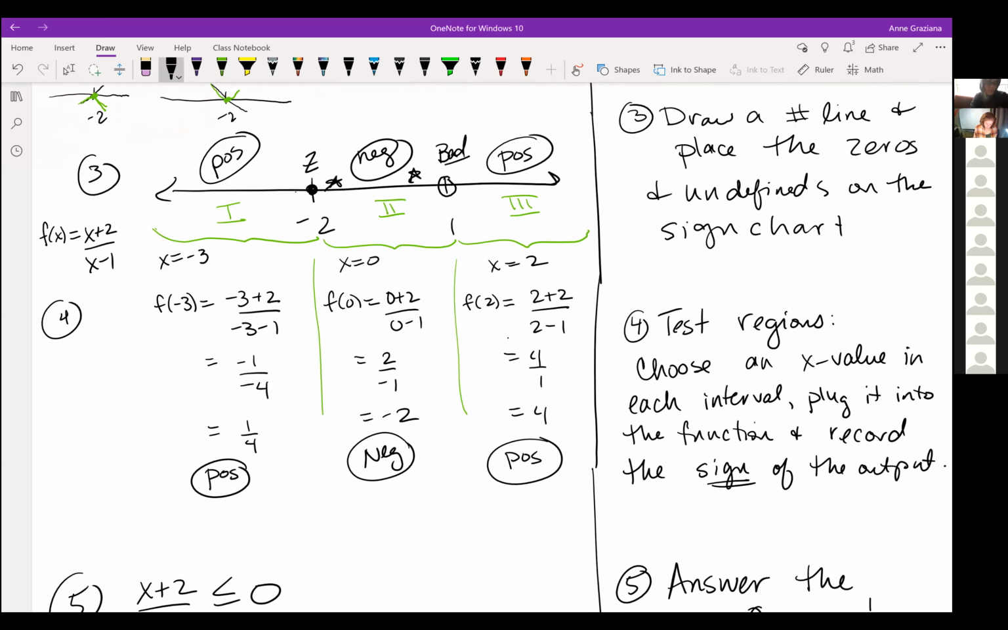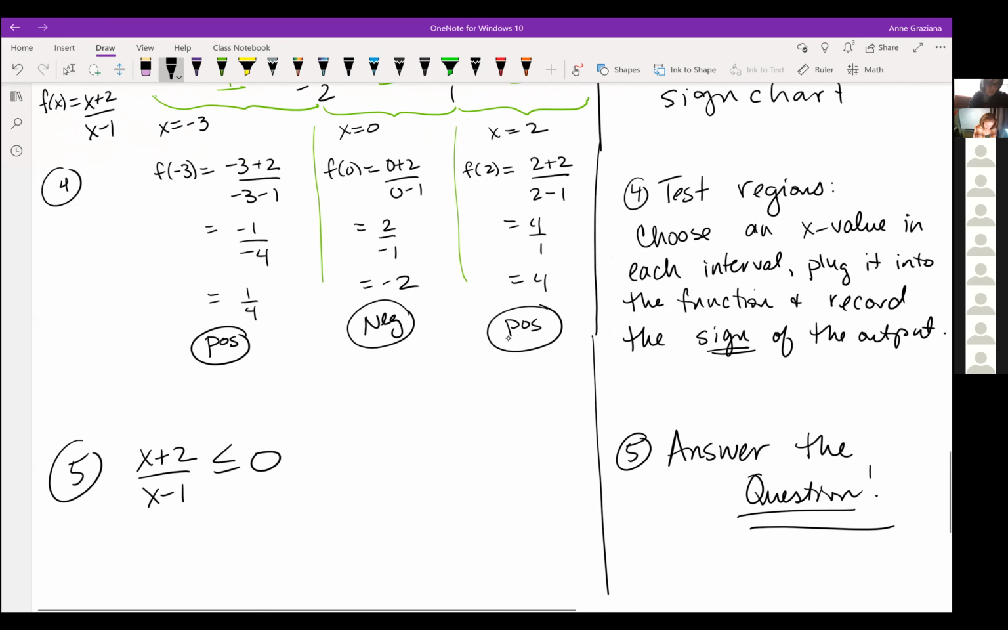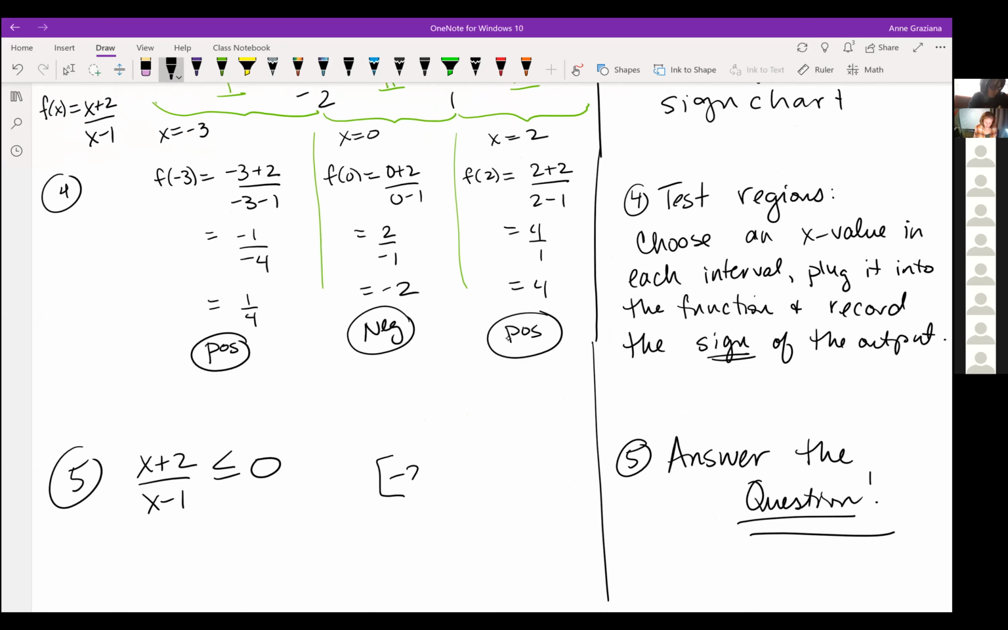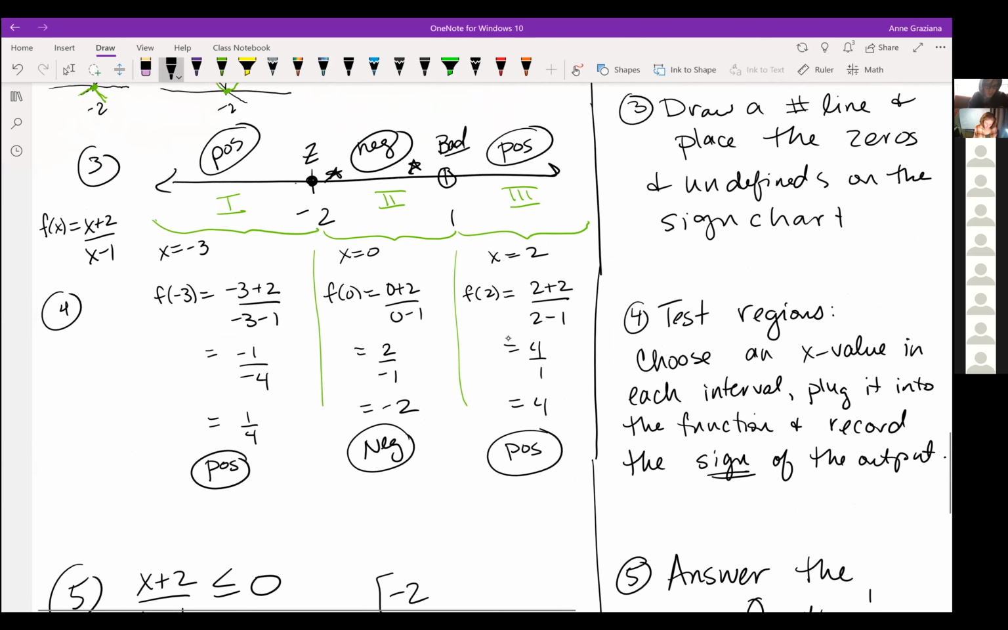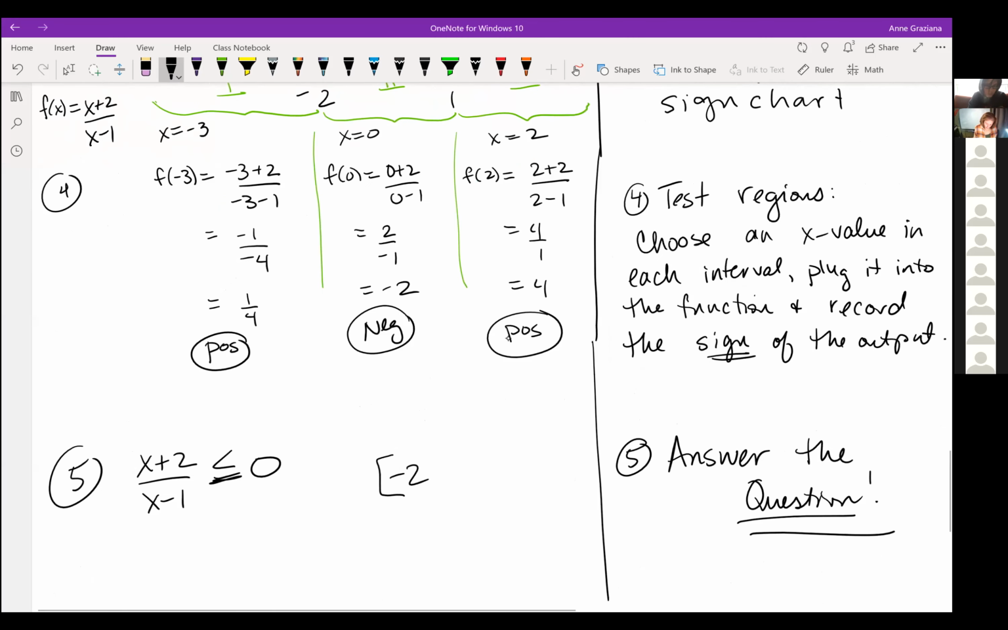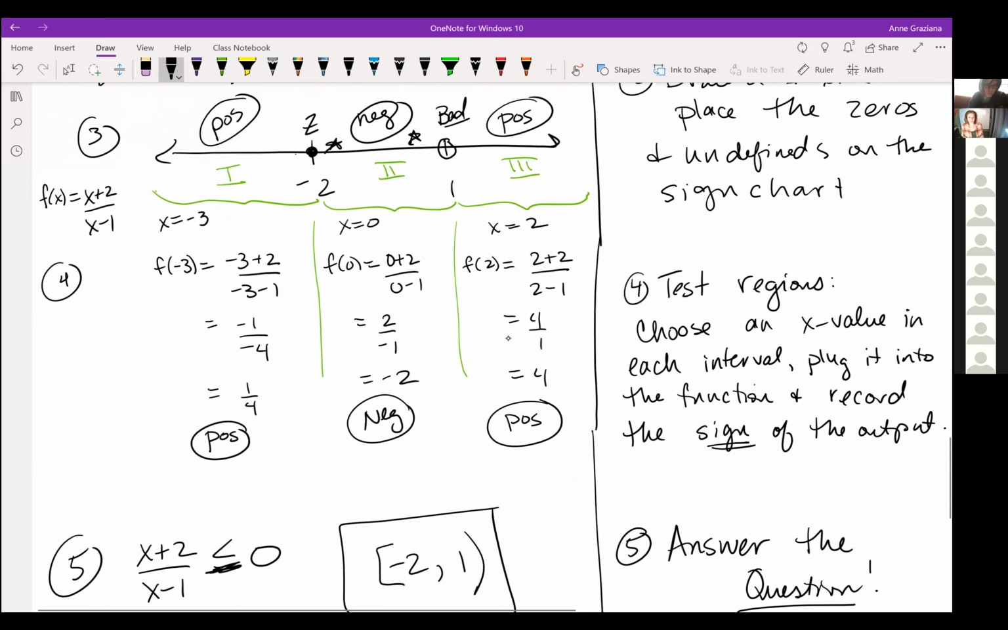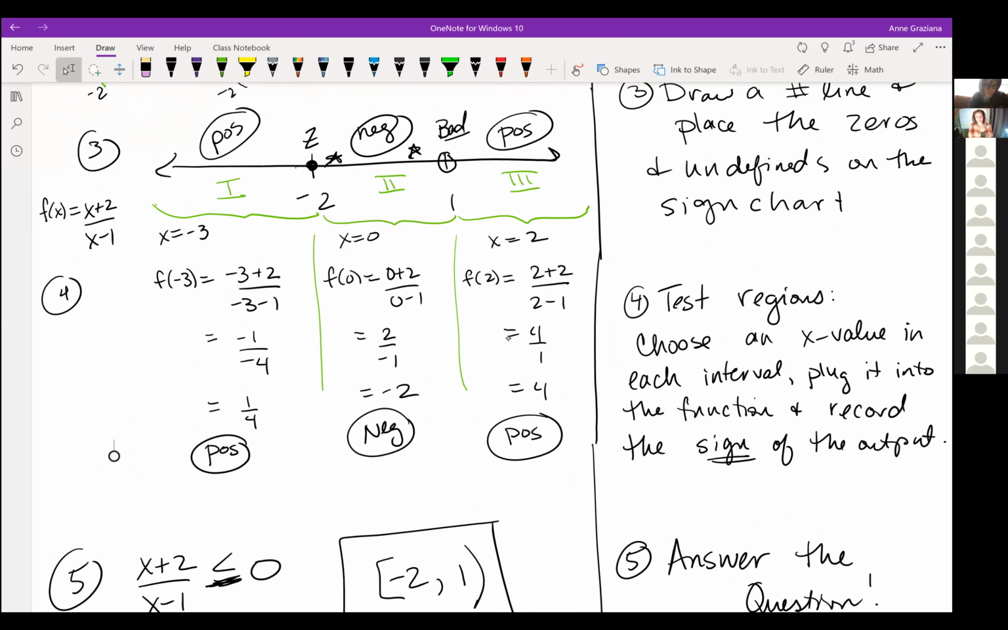So my solution is all the numbers from -2 included, because it's this equals, to 1 not included, because this is the bad number. So if you pick any number from -2 to 1 and plug it in that function, you'll get a true statement. Any questions?